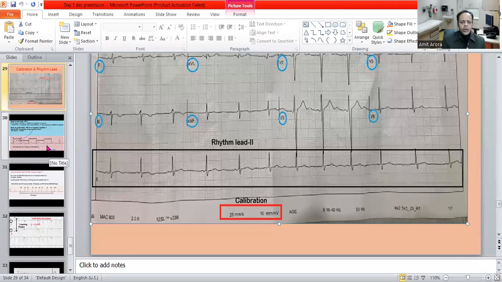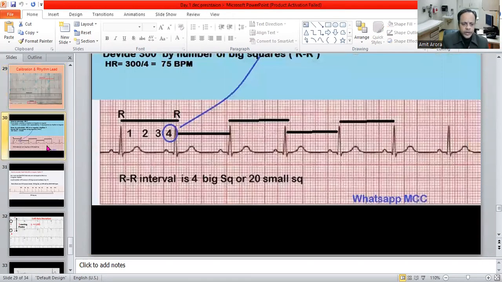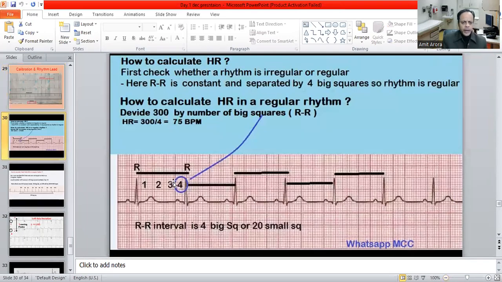Now let us learn how to calculate the heart rate of the patient from the ECG. Here, first, you have checked that the rhythm is perfectly regular. RR intervals are separated at equal distance, so we are sure the rhythm is regular. What we have to do here is calculate the number of big squares between two R waves. Number of big squares, not small squares, between two R waves. You can take any RR interval whichever is convenient for you.